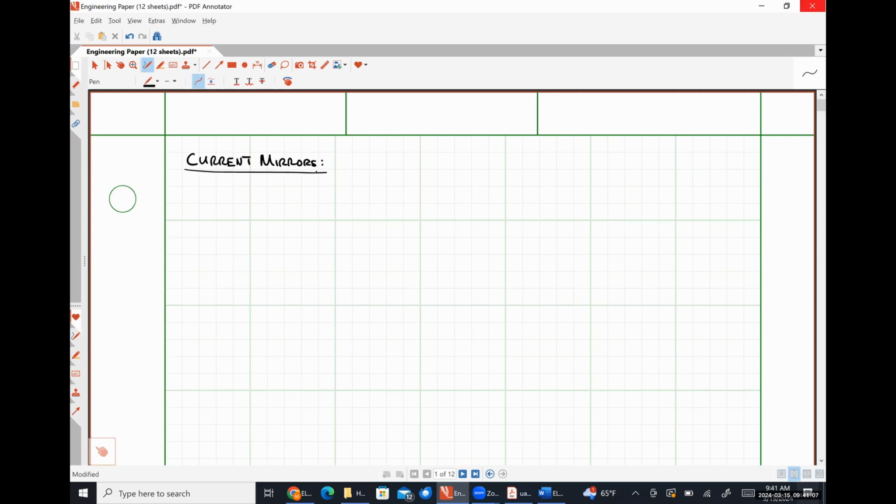So we're going to start by looking at a simple BJT resistive biasing stage, right? So let's say that I have my supply voltage VCC, some resistance here R1, some resistance here R2.